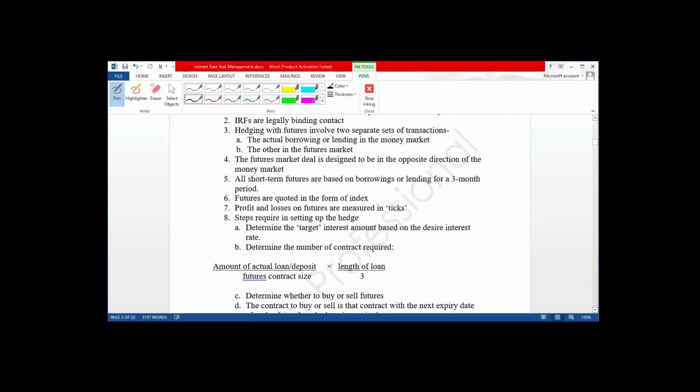Determine the number of contracts required. Number of contracts is calculated as amount of actual loan, amount you plan to book, divided by your contract size, multiplied by length of borrowing, divided by 3. The 3 represents 3 months.